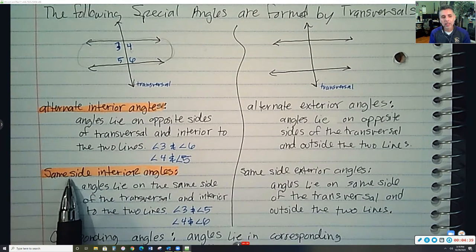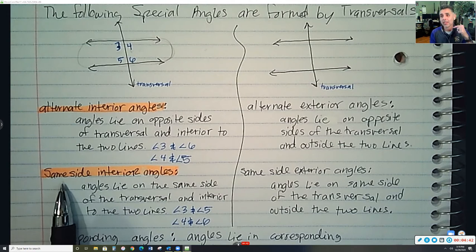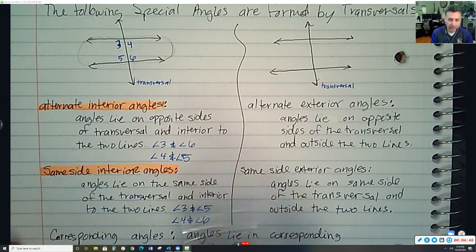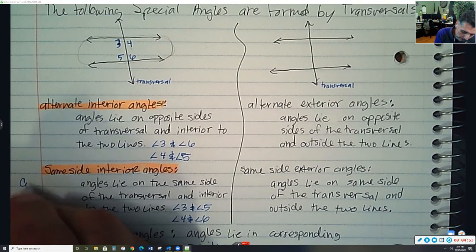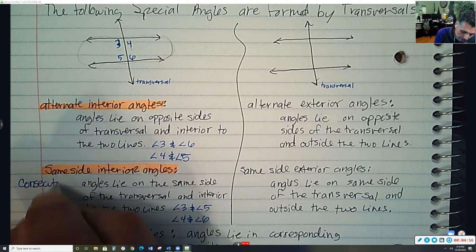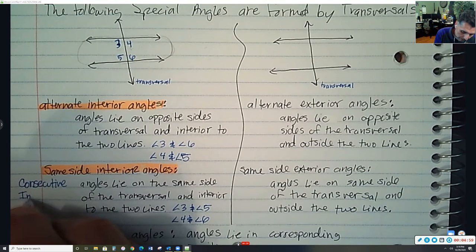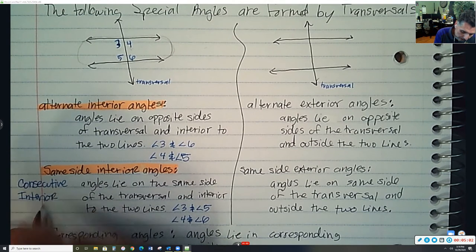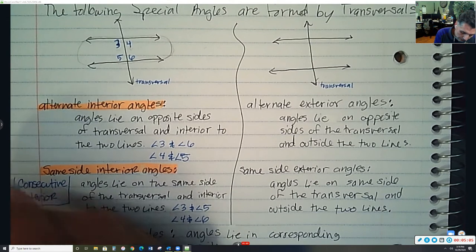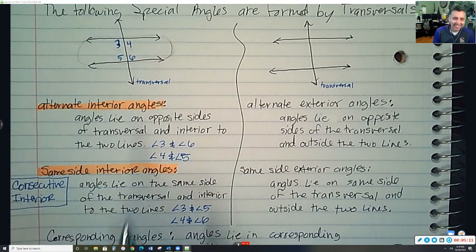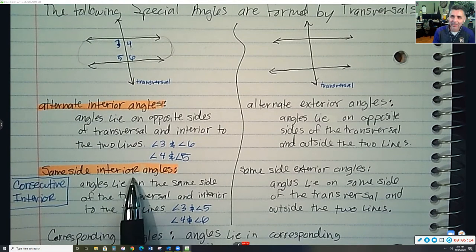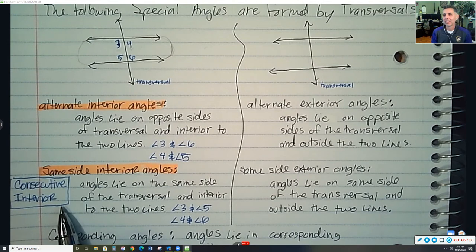Now this one sometimes has a different name. I personally like same side interior because to me that makes sense. But our book sometimes uses, well, our book uses this term, consecutive interior, depending on your geometry book. That's the name I believe this book uses. I don't like that name. So I may just call it same side interior, and if I see it as consecutive interior anywhere, I'll try to remind you, hey, that's just same side interior. Okay.